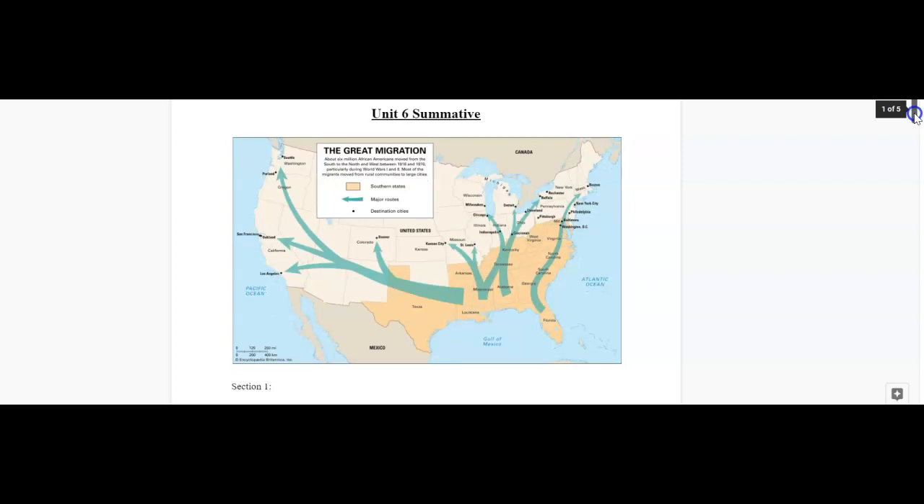First part of the test, section 1, is going to have you look at this map. The map says it's the Great Migration. About 6 million African Americans moved from the south to the north and west between 1916 and 1970, particularly during World Wars I and II. Most of the migrants moved from rural communities to large cities.